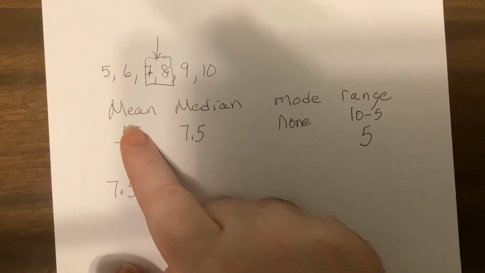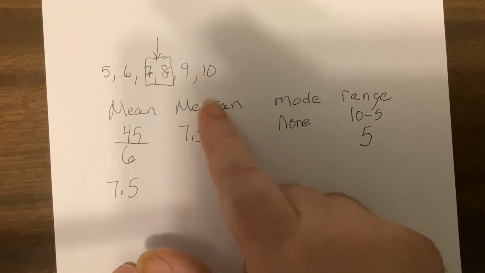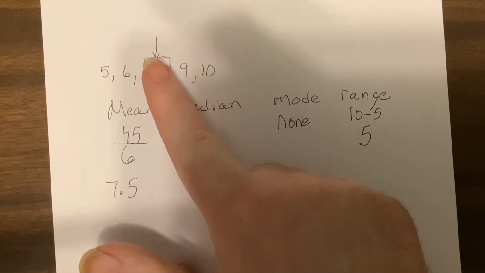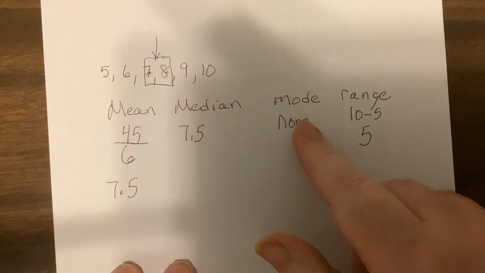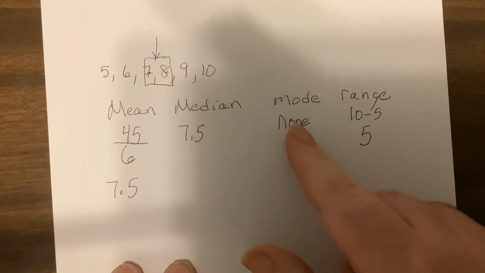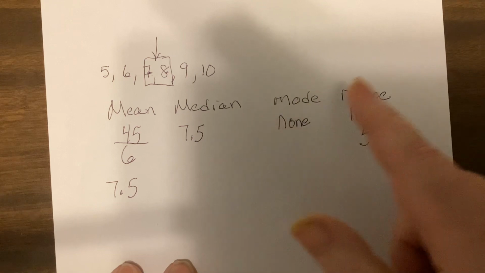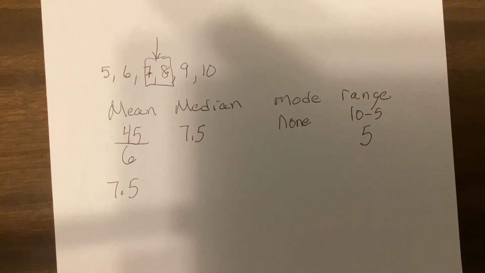Add up the items, divide by the number of items. Median, the item in the middle of the list. Mode, the one that occurs the most. You could have no mode. You could have more than one mode. And range is the largest minus the smallest.